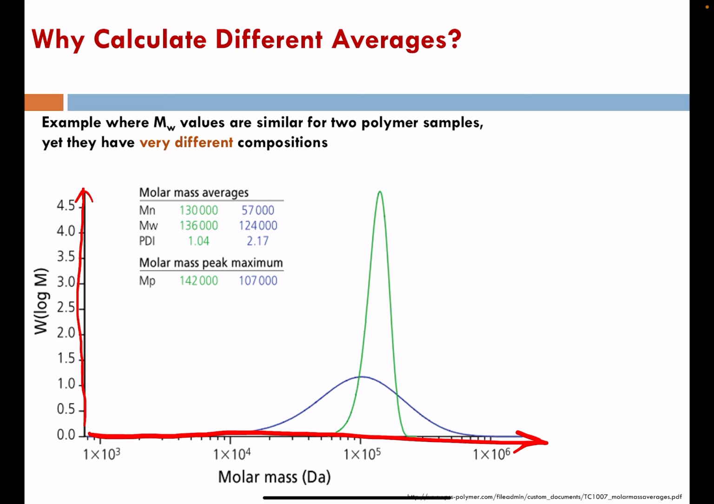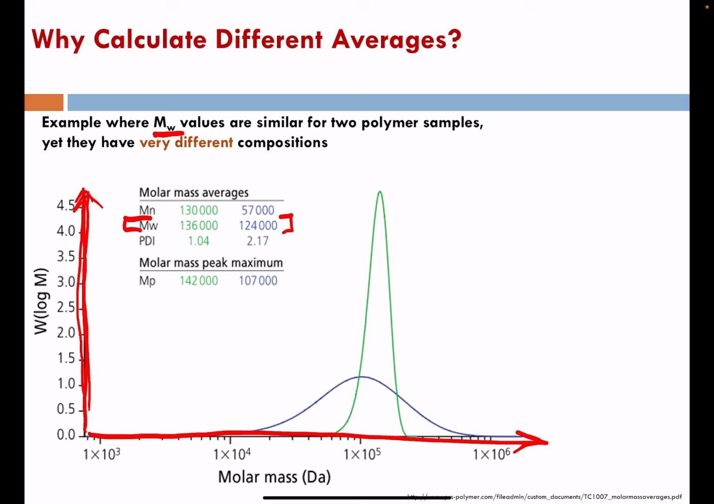I'm sorry, logarithm of the population as the y-axis and the molecular weight as the x-axis. Here instead, Mw values are going to be very close in this example. So we see here that the green data set has a weight average molecular weight of 136,000 grams per mole, and the blue data set is not far off, 124,000 grams per mole. However, Mn is vastly different.